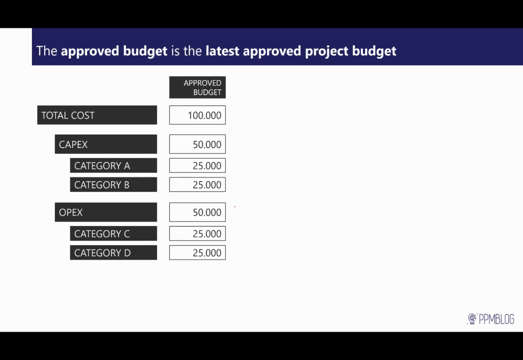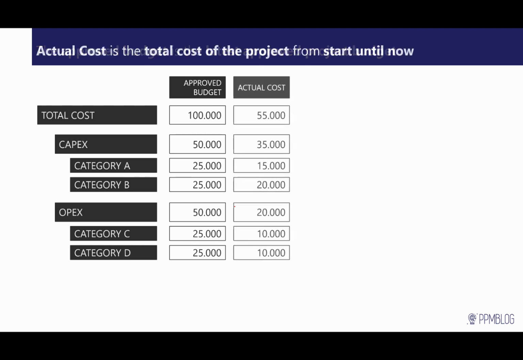Now, this would at some point, if approved, become the approved budget. And the approved budget is the first approved budget. You might have different approvals later on or in the future, but this is the initial budget from which we'll try to calculate the business case.